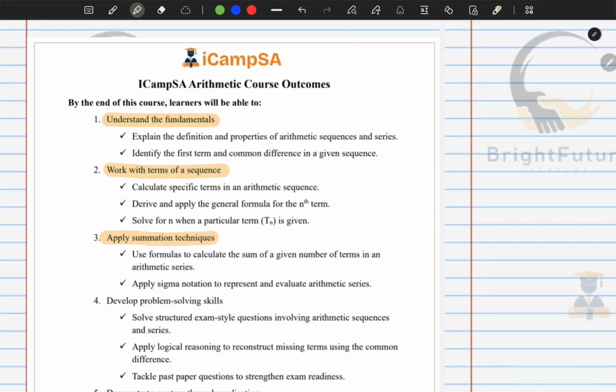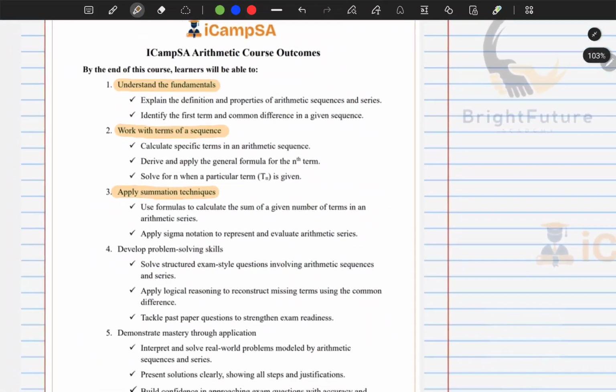Thirdly, or number 3, by the time you finish this course, you should be able to apply summation techniques. So you should be able to use the formulas to calculate the sum of n terms. And also, very importantly, you should be able to use your sigma notation. So if you are given a series and you are asked to represent it in sigma notation, by the time you finish this course, you will be able to do that.